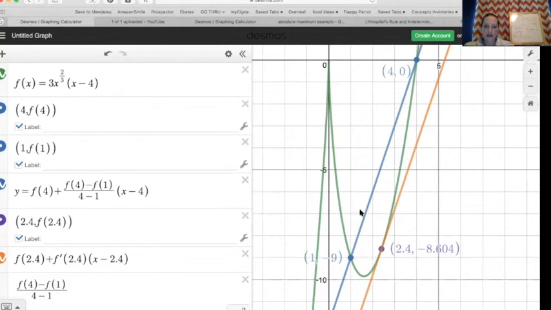So the blue line is the line between our endpoints, and we can sure see that that has slope of 3, 1, 2, 3 over 1. And then our orange line is the tangent line at 2.4. That's that point that we calculated. And that sure looks to have slope of 3, 1, 2, 3 over 1. And those two lines, the orange line and the blue line, are parallel, just like we're told they should be in the mean value theorem.